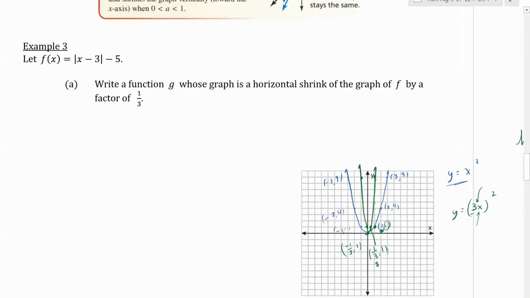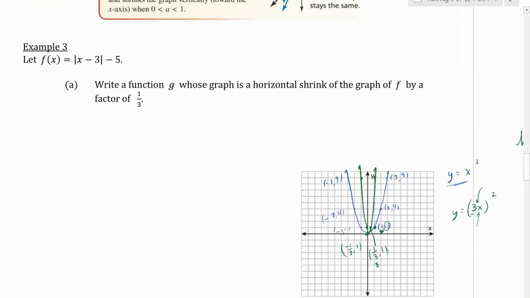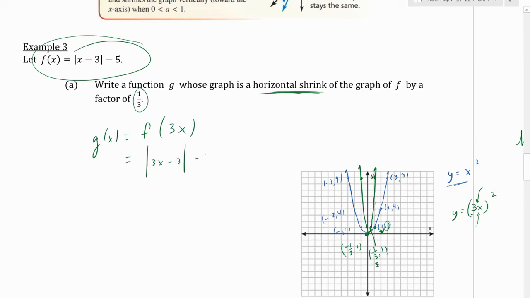Okay. So on something like this one, it says, here's our original function. Write a function g whose graph is a horizontal shrink. Okay, so we're shrinking it, which means the number you're going to multiply the x by is going to be bigger by a factor of a third. I just did the same one. So we want to take and plug 3x into that function. And you can write it like that. That's fine.